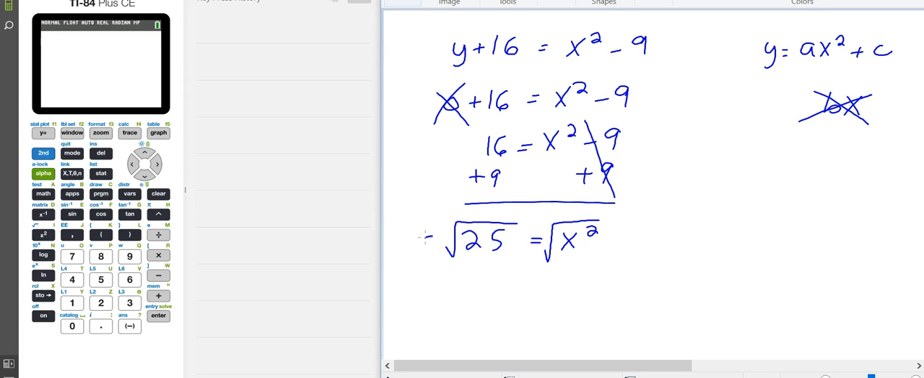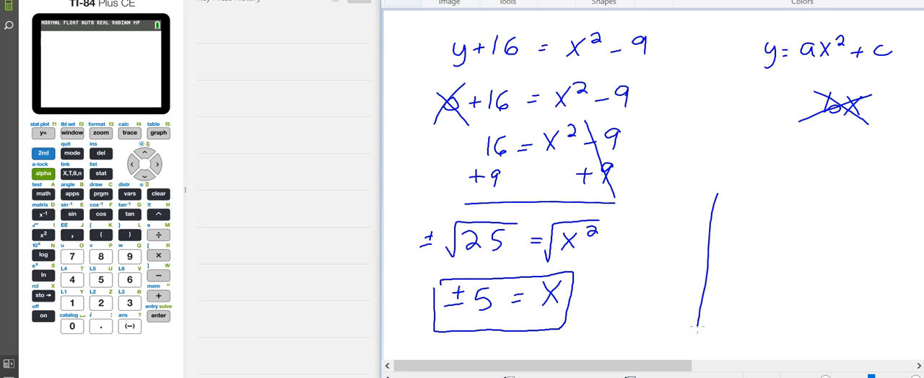We always want to write plus or minus outside because plus or minus 5 is equal to x, because positive 5 times positive 5 is 25. Negative 5 times negative 5 is also 25. So the roots of this equation are negative 5 and positive 5. This parabola would cross the x-axis at x is equal to 5 and at x is equal to negative 5.